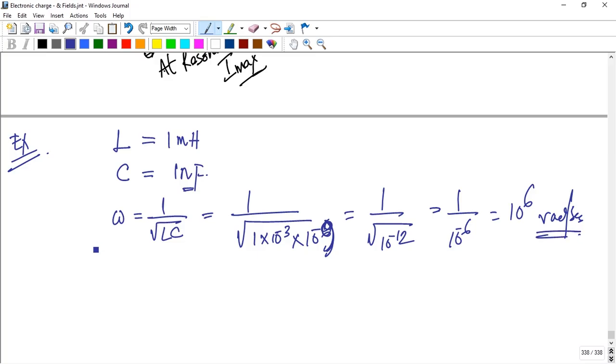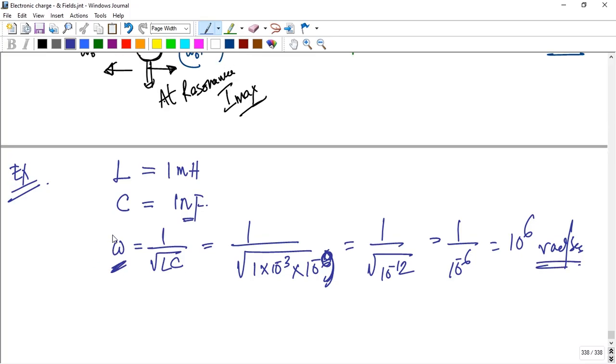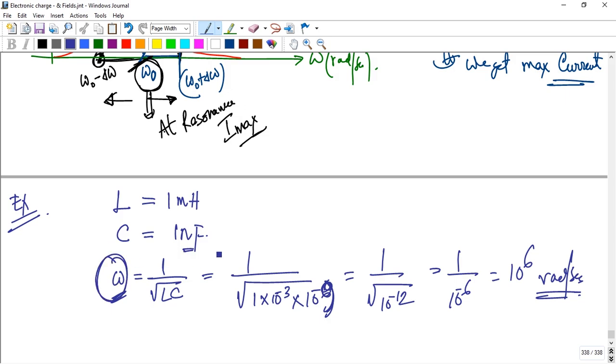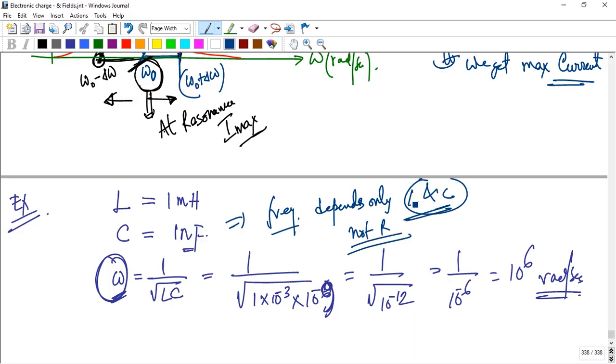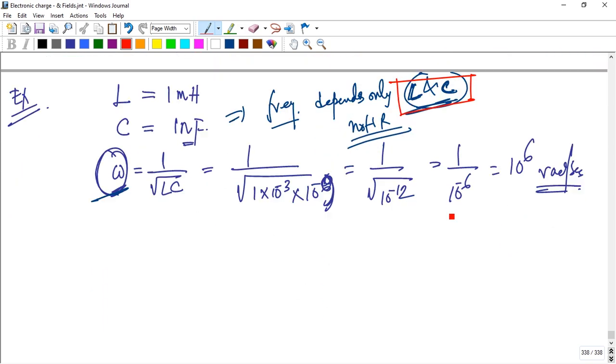Okay, and you see that this omega is the resonant frequency. The frequency depends only on L and C, not R. Because we know that L and C, inductor and capacitor, both are frequency dependent, but the resistor is independent of frequency. That's why in a series LCR circuit, the frequency depends on only L and C.